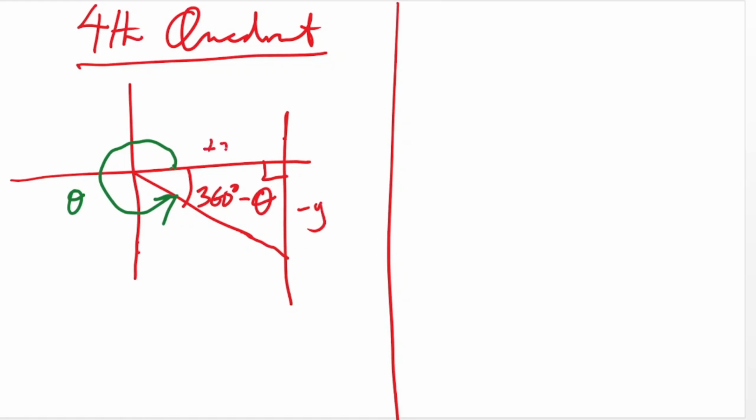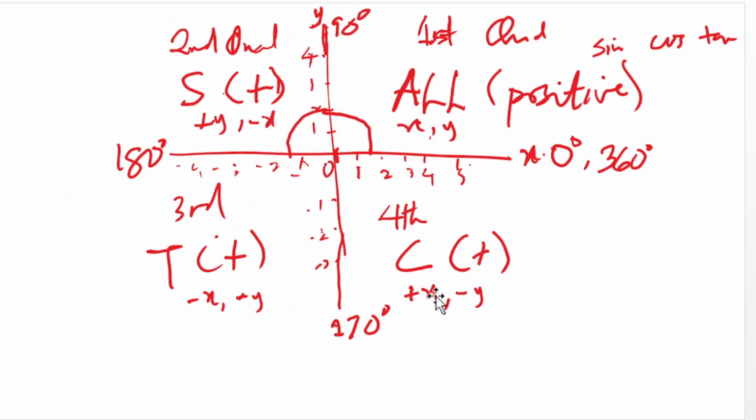X is positive, as you can see. So this is the opposite, this is the hypotenuse, and this is the adjacent. The hypotenuse is 1. So here it is only cos that is positive, as I've told you. It's only cos that is positive here.